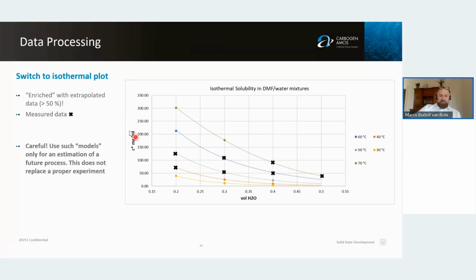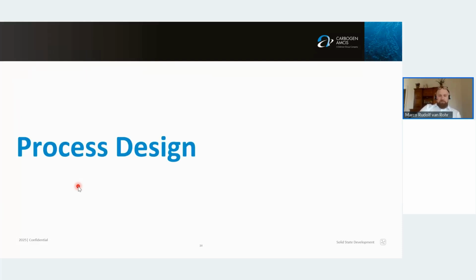So I have my solubility as a function of the amount of water in these isotherms. The 70-degree isotherm should be handled with care, because high temperature typically makes what it wants. And always, please be careful, only use such models as an estimation for an initial experiment. It doesn't replace proper experimentation, but it can really give you an idea of what's going on in your system.